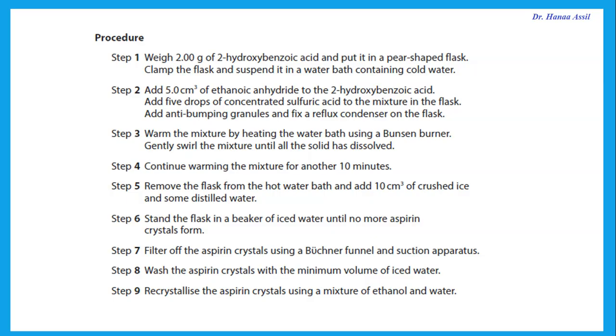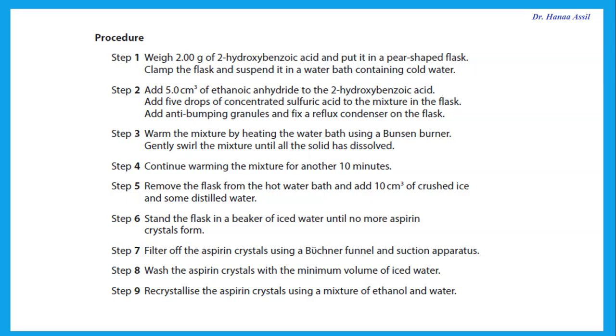add 5 drops of concentrated sulfuric acid to the mixture, add anti-bumping granules, fix a reflux, so we're heating all of this under reflux. Warm the mixture by heating the water bath using a Bunsen burner, gently swirl the mixture until all the solid has dissolved, continue warming the mixture for another 10 minutes, remove the flask from the hot water bath, add 10 cm³ of crushed ice, some distilled water, stand the flask in a beaker of iced water until no more crystals form, and filter off the aspirin crystals using a Buchner funnel suction apparatus.